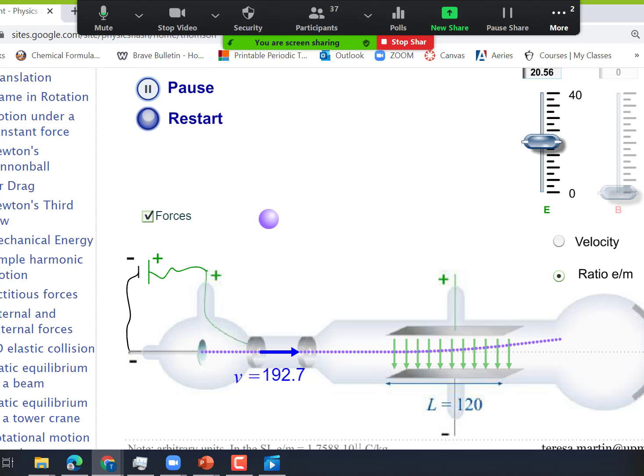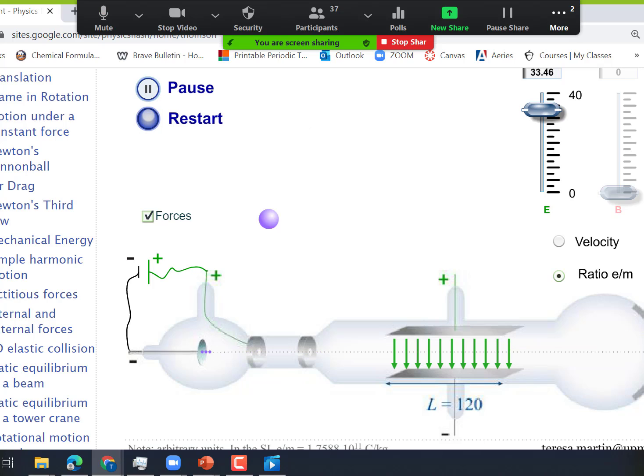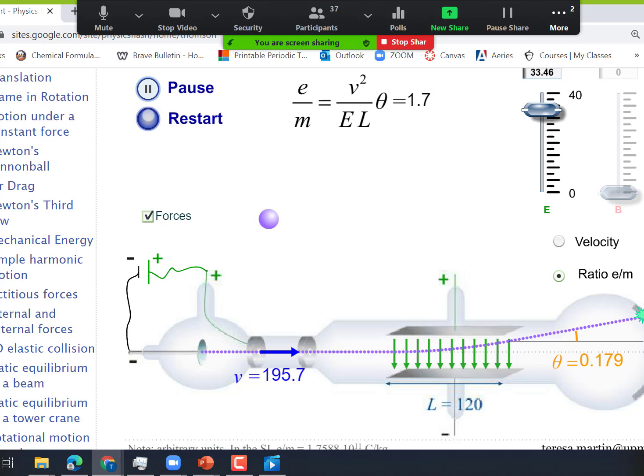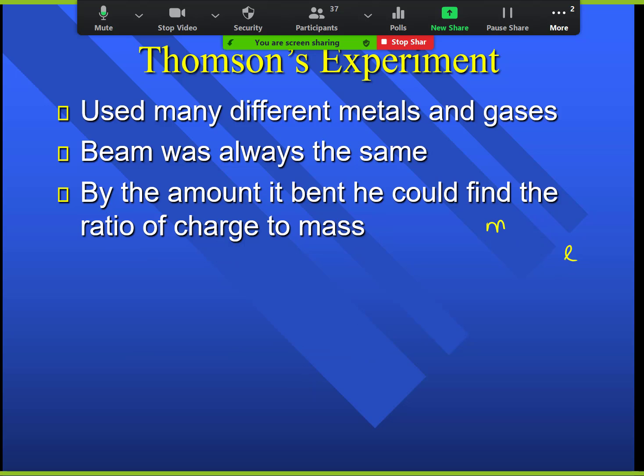It doesn't matter what value I turn this electricity into. It's going to turn enough so that the value works out to be about 1.71, 1.72. So we get that 1.7 no matter what. So when we say the beam was always the same, and that he found the ratio of charge to mass, what we're saying is every metal he put in there, he got the same beam. Every gas he put in there, he got the same beam. It did not matter what he put in there, the beam always had that same ratio.